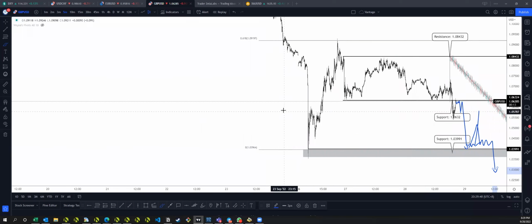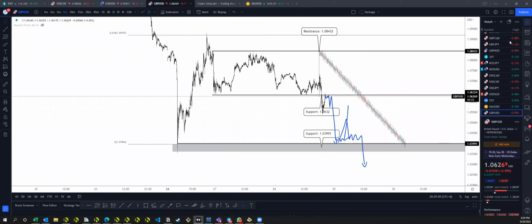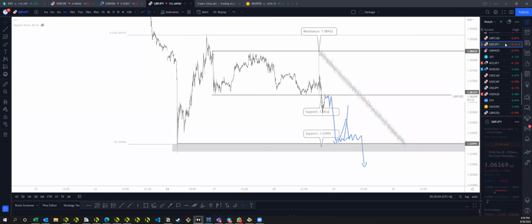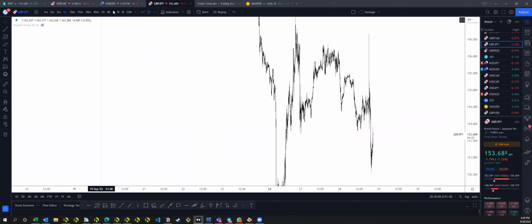Okay, so we did cover quite a bit. Are there any other pairs that you guys are interested in? Maybe we'll look at one other pair before we end today's session. Pound yen. Yes, pound yen is also very interesting.